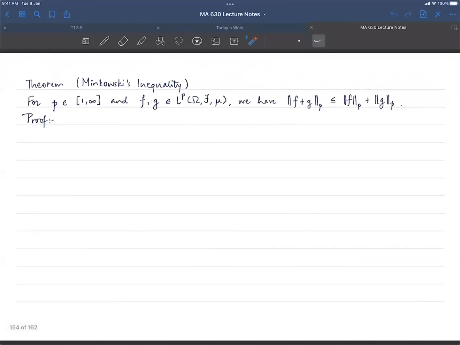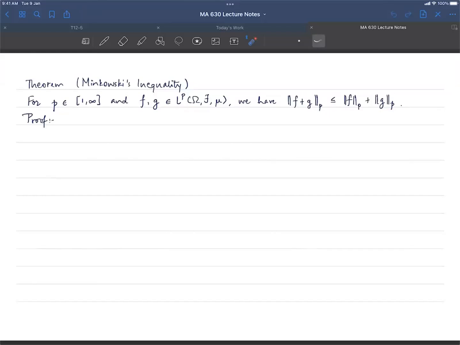And basically, Minkowski's inequality is going to help us conclude that the thing we are thinking is a norm is in fact a norm. Okay, so let's see what this says. So here is the theorem. This is Minkowski's inequality. So for p in the closed interval 1 to infinity, and for f, g belonging to L^p of (Ω, F, μ), we have the norm of f plus g in L^p is less than or equal to the norm of f in L^p plus the norm of g in L^p. Now I am saying norm, but I don't yet know it's a norm.